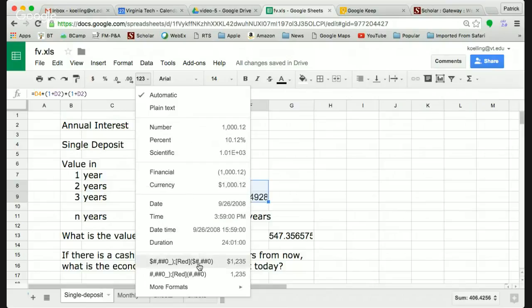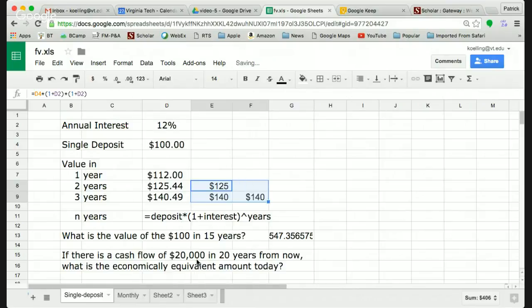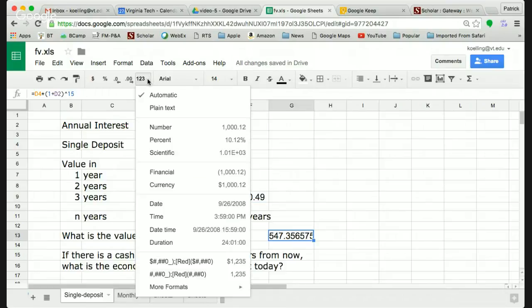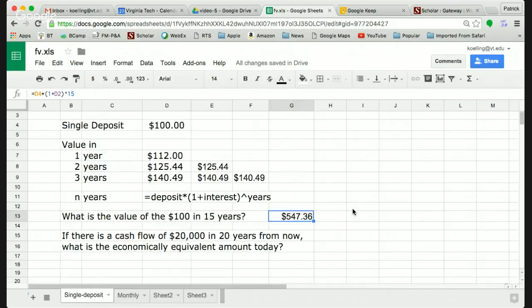I've got another one here. There are more formats you can go to and select some of those custom formats. I've already established them so they're ready for me, and I can give it more decimal places if I wish. And I can do the same thing here and set that format. Let's just set it to currency, and that gives me that format there. We'll talk a little bit more about format later.